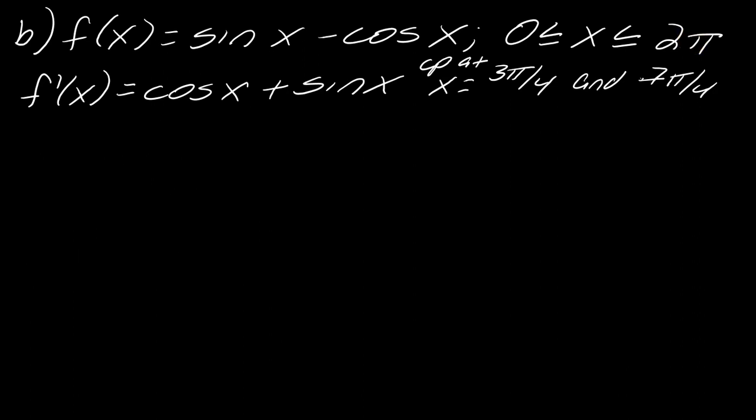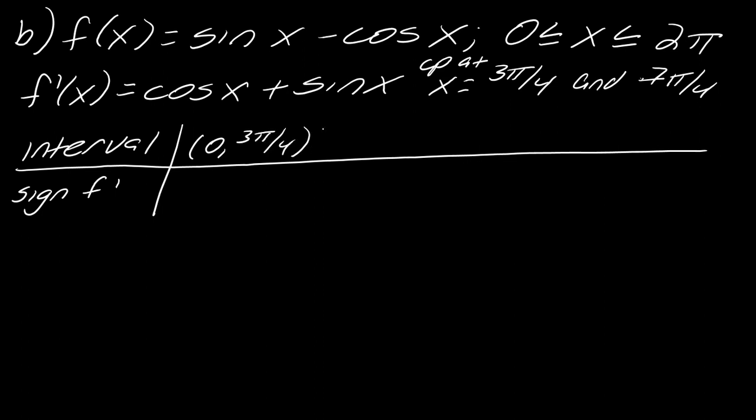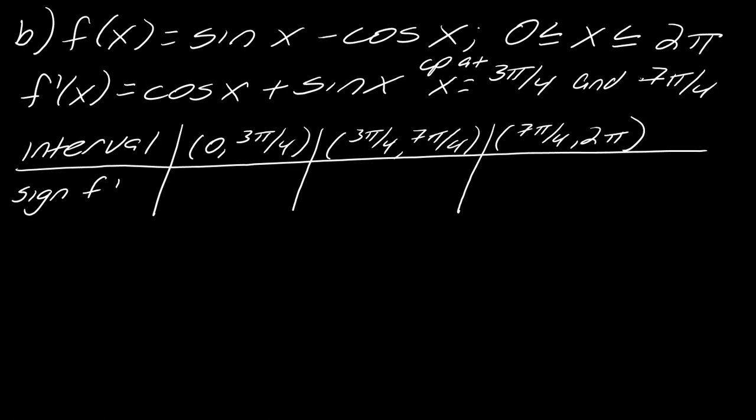All right, so I've got my interval, and then I've got my sign of f prime. Okay, so let's chop this up. I'm going to start at 0, and then this is going to be 3 pi over 4. And then I'm going to have 3 pi over 4, 7 pi over 4. Okay, so there's how my intervals are all going to get set up.